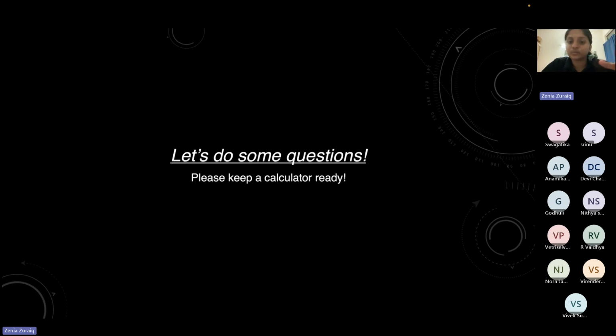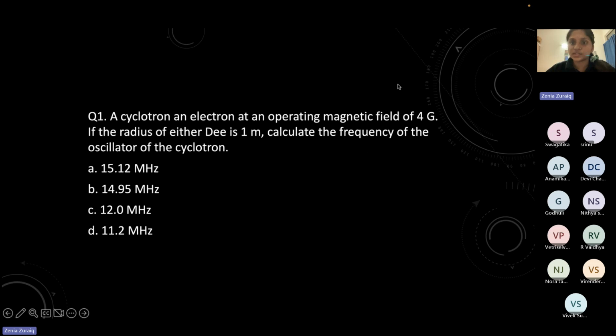Now we can go back to our usual thing, which is problem solving. As it says, please have your calculator ready. I think you will be allowed a calculator in the exam also, so it's fine to use a calculator now. I don't know if your exam format has been given to you or not, but I'm pretty sure they should be allowing a calculator as far as I understood. So we'll do some questions relating to what we did today. This is the first question. As usual, please put your answers in the chat.